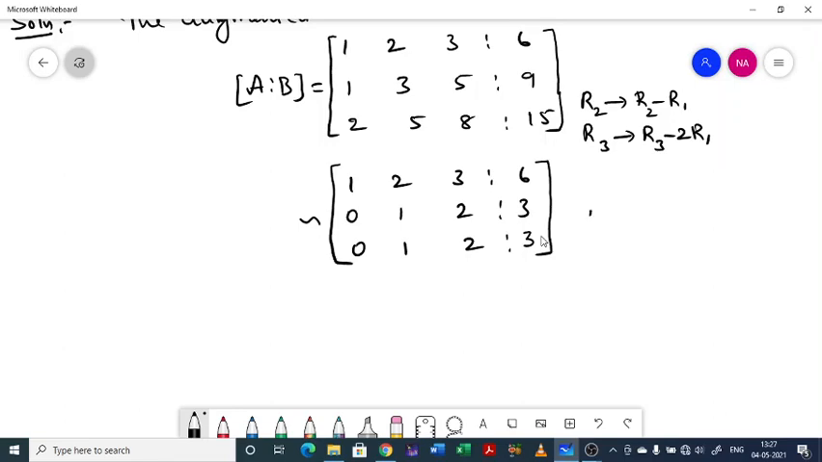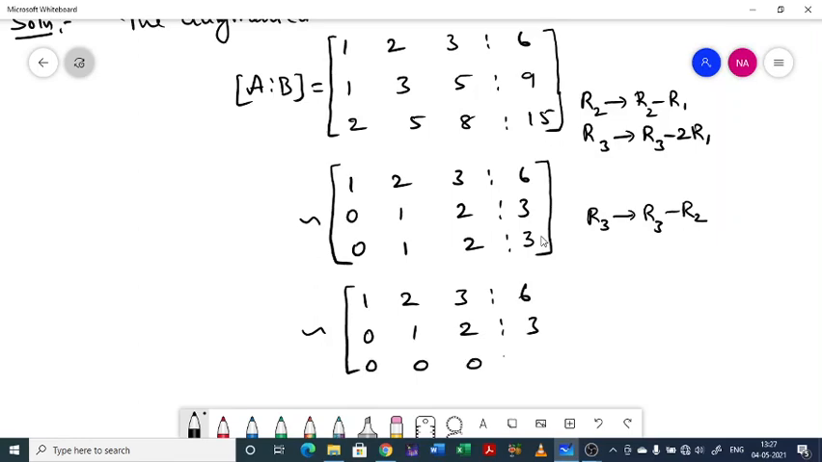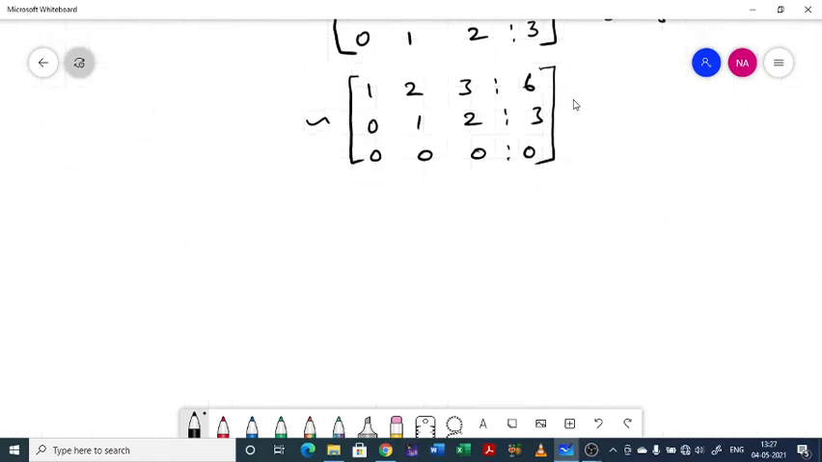Again, applying the operation R3 changes to R3 minus R2, it will be 1, 2, 3, 6, 0, 1, 2, 3, 0, 0, 0 colon 0. So here the rank of the augmented matrix is 2, the rank of the coefficient matrix is 2. Here the rank of A is equal to 2, that is equal to rank of A colon B.